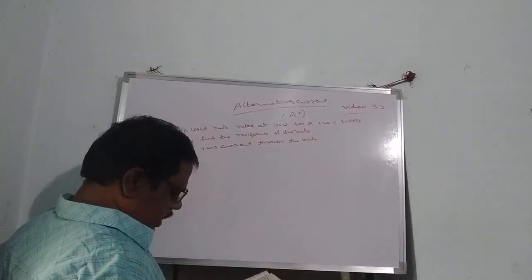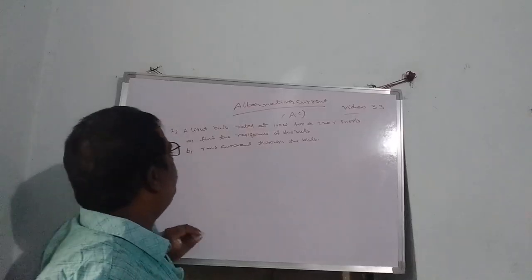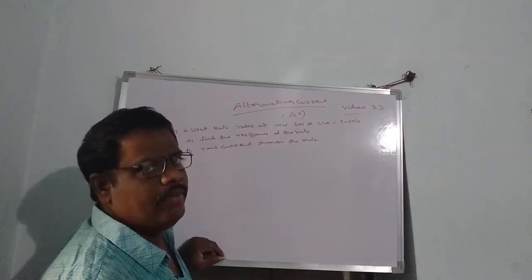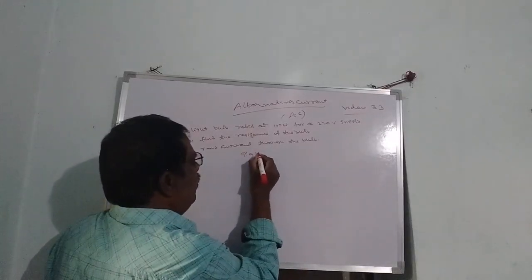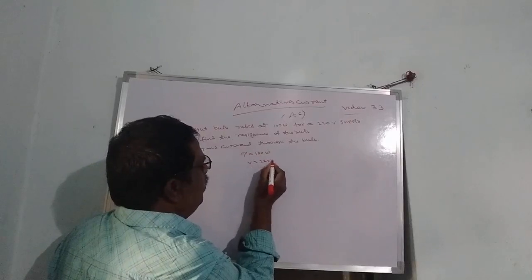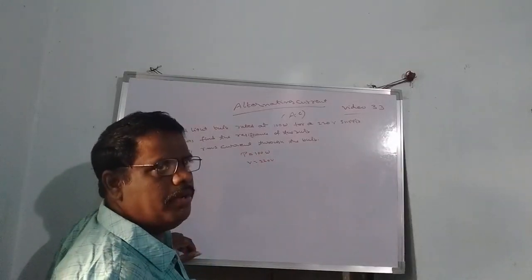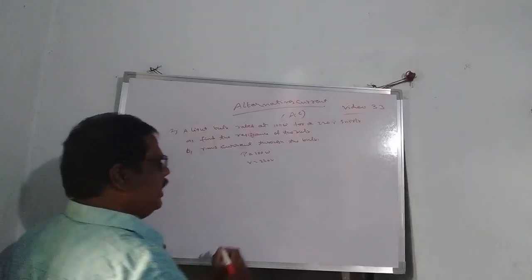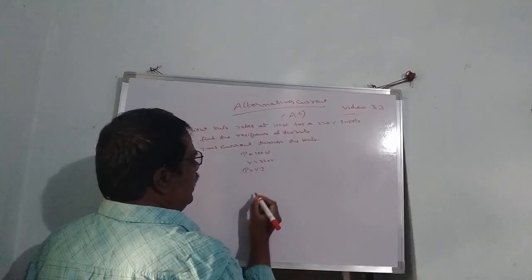So, okay, here look at the problem. Light bulb rated at 100 watt. Watt is the unit of power. Power they have given is 100 watt. Voltage will be 220 volt. Find the resistance of the bulb. How do you find the resistance? Generally, power P is equal to voltage into current.